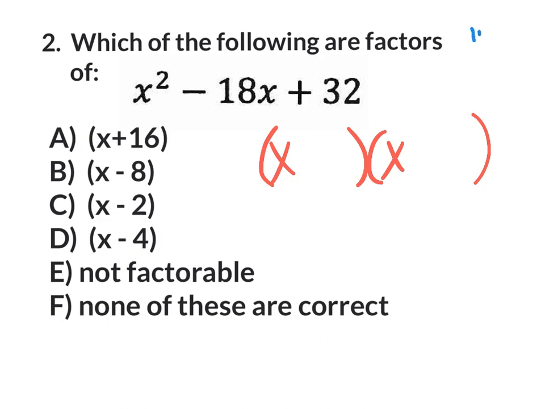Let's make a list. You got 1 times 32. You got 2 times 16. 3 doesn't work. You have 4 times 8. 5 doesn't work. 6 doesn't work. We're done. Which pair of numbers combines together to give us negative 18?